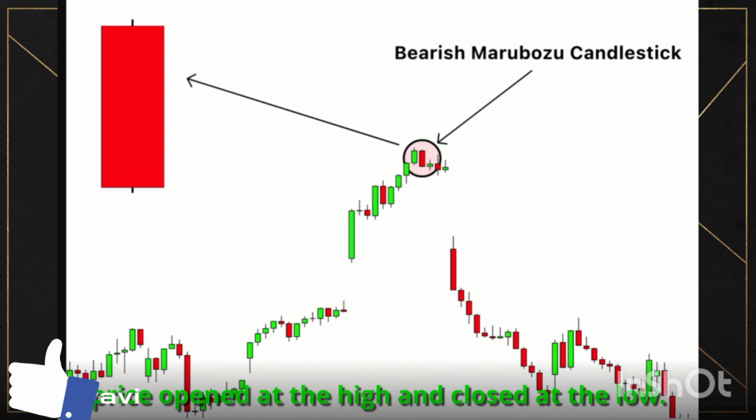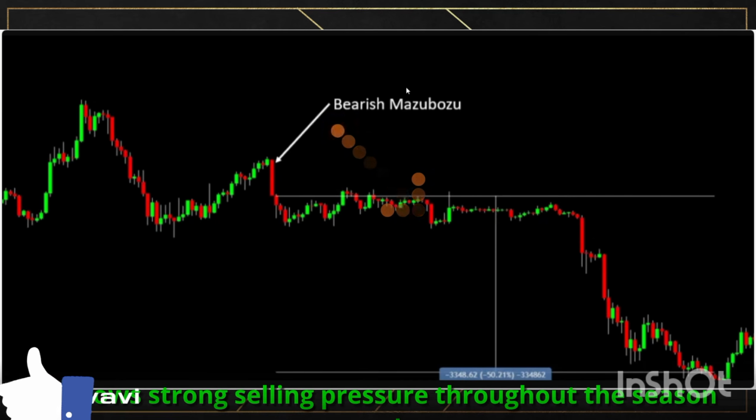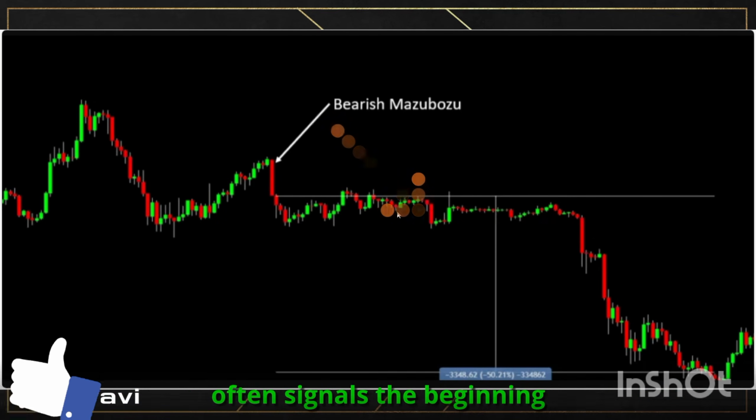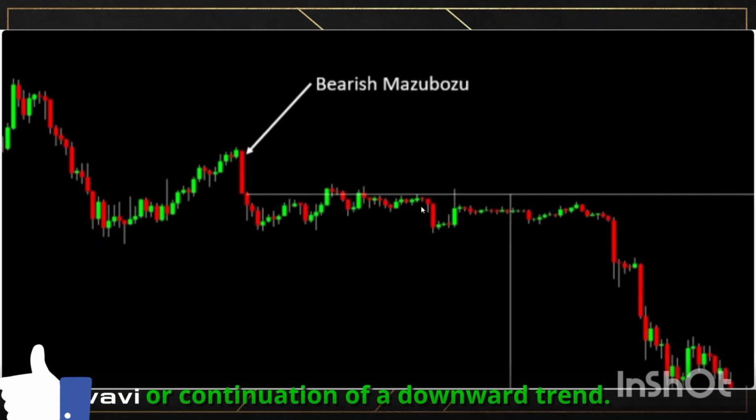Meaning the price opened at the high and closed at the low. It shows strong selling pressure throughout the session and often signals the beginning or continuation of a downward trend.